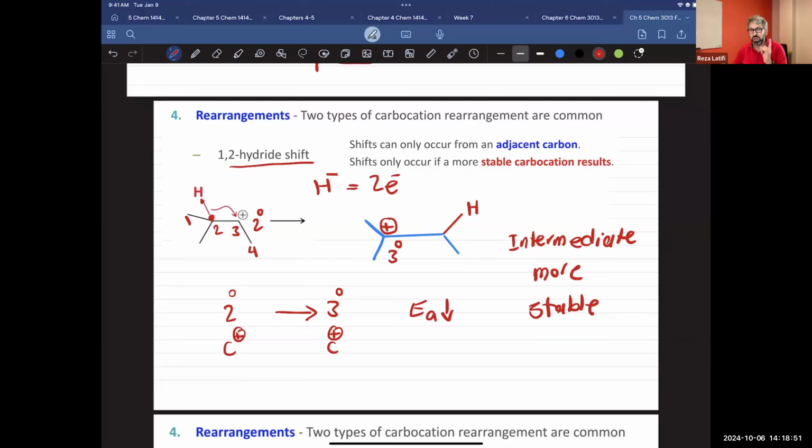So if you can move hydrogen with 2 electrons, that we call a hydride, to get a carbocation closer to secondary or tertiary, then do it. The system will be happy, and that's going to happen.